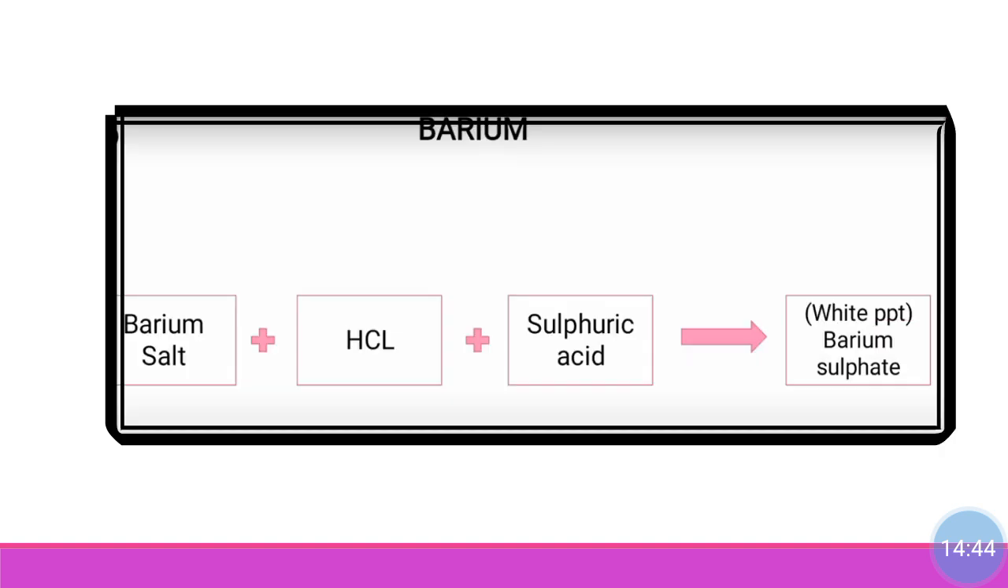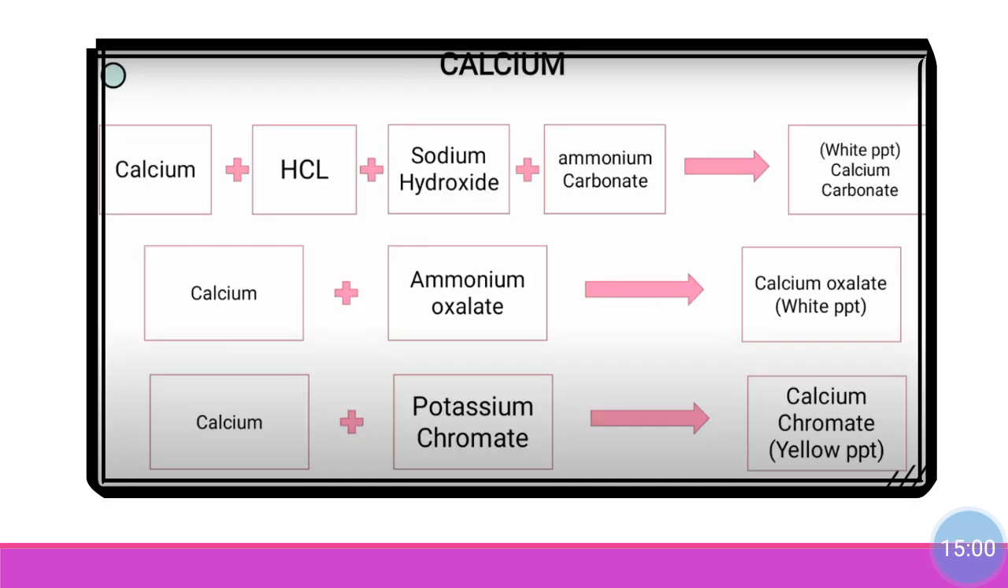Then next is for barium. When a barium salt is reacted with hydrochloric acid and sulfuric acid, a white precipitate of barium sulfate is formed here.